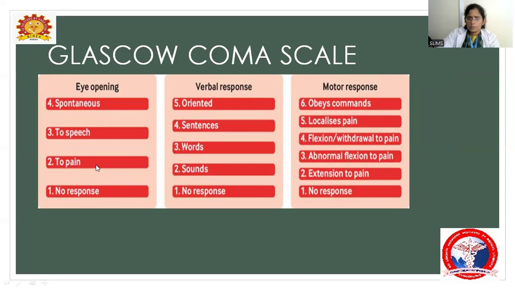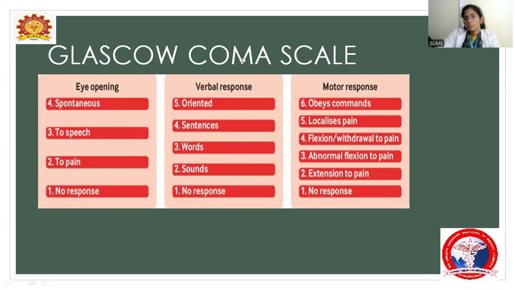E2 is the patient opens the eye only to pain. And the last, E1, is the patient will have no response. So when you write the GCS as E1, the patient is not responding either to any painful stimulus or to any verbal command. That indicates E1.